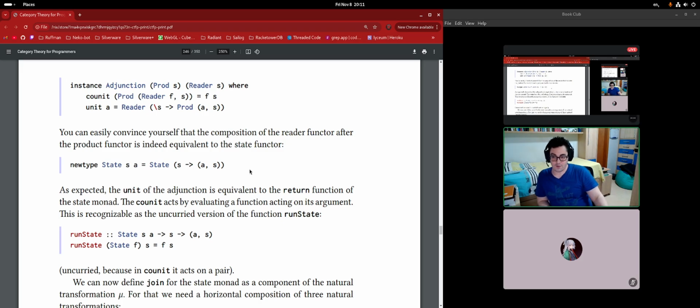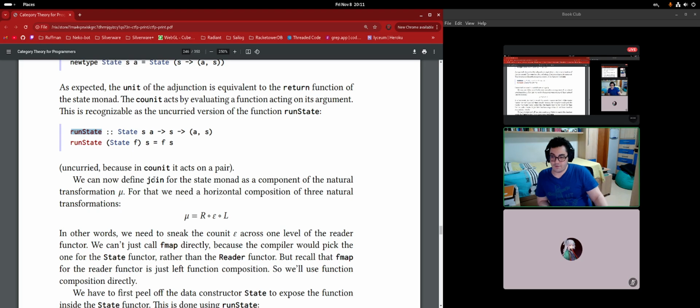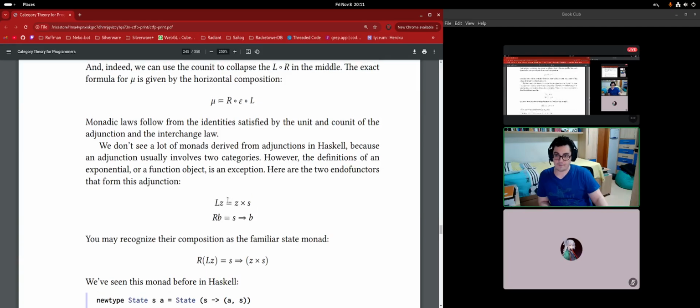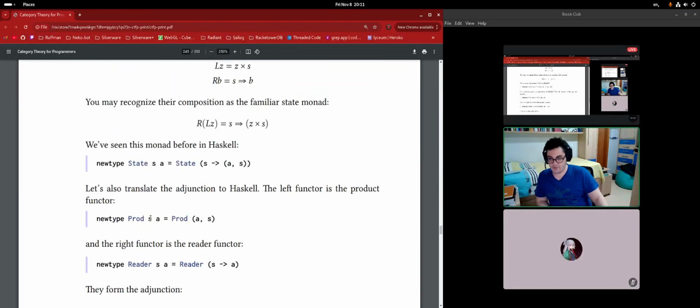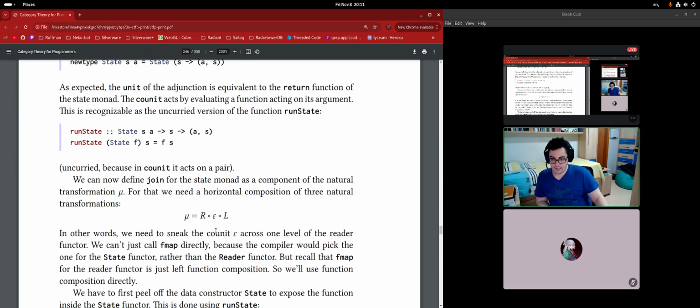The co-unit acts by, yeah, so we're going to use run state as an auxiliary piece to make it. We can now define join for the state one as a component of the natural transformation me. We've seen this before, because L is the left, is the product. Then we are using the epsilon here, right? So me needs to pick an m of m and return just an m. We know that L is this functor here, and this is the right one. So that's how it's going to go. Quite literally the same thing as before.